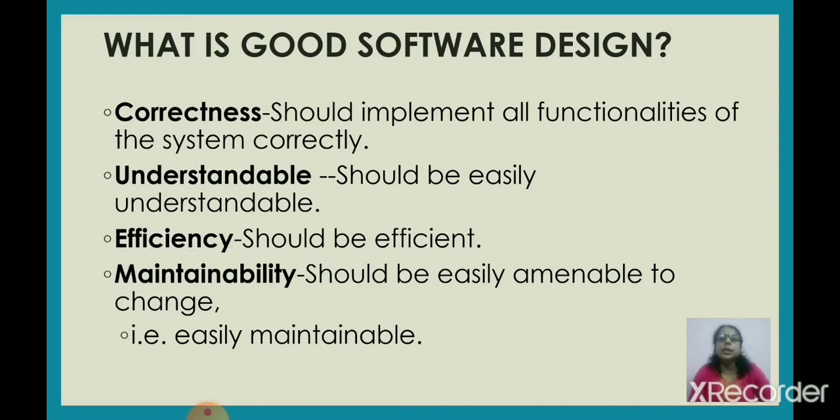Understandable means it should be easy to understand. The programmer should easily implement it in the program. Then efficiency means it should be efficient, and maintainability means it can be easily changed, that is, the software engineers can easily change the design document. These are the characteristics of good software design.